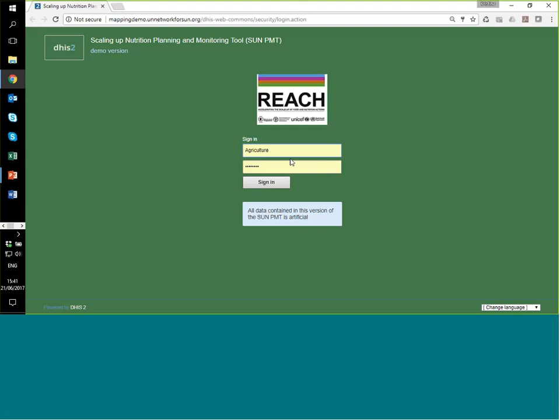User profiles can be customized to allow different levels of access to the system. For example, some users will only have access to view the final results, while others will have access to also enter data for their organization. Note that user profiles can also be assigned a default language.